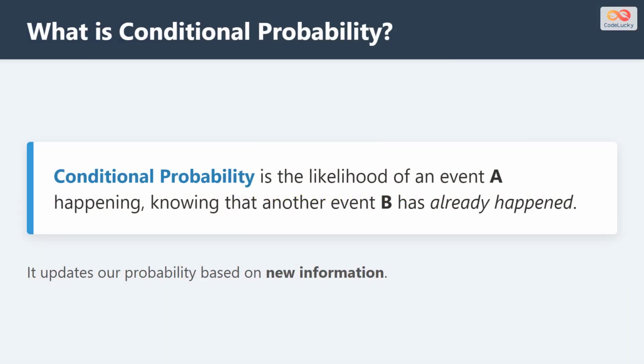So, what exactly is conditional probability? It is simply the likelihood of an event A happening, given that we know for a fact that event B has already happened. Essentially, we are updating our prediction based on new information.